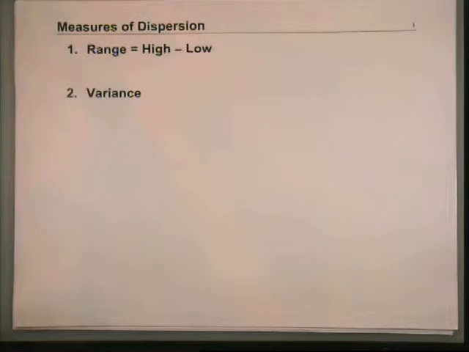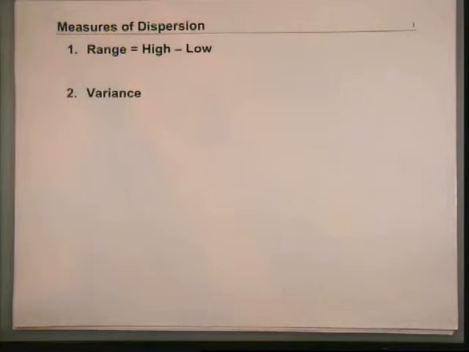In addition then to specifying measures of central tendency, we want to talk about measures of dispersion. Okay, the simplest one to compute is range. What's your high score? What's the low score? Take the difference between them. All right, that's one of the simplest things we can do.